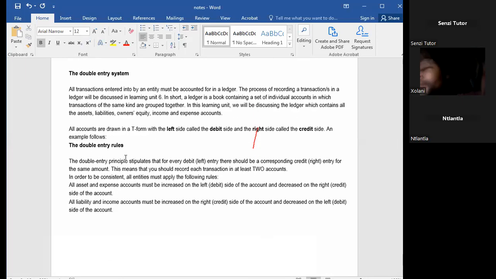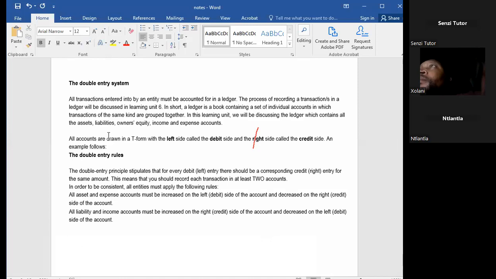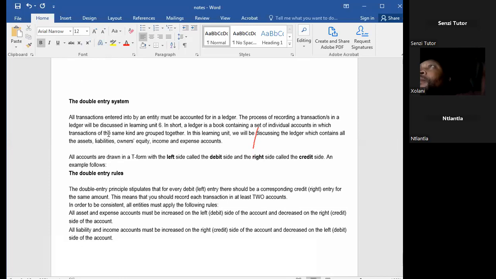All right. Let's move on by looking at the effect. But before we look at the effect, we need to look at the double entry principle. It says all transactions entered into by an entity must be accounted for in a ledger. The process of recording transactions in a ledger will be discussed in learning unit number 6. In short, the ledger is a book containing a set of individual accounts in which transactions of the same kind are grouped together.